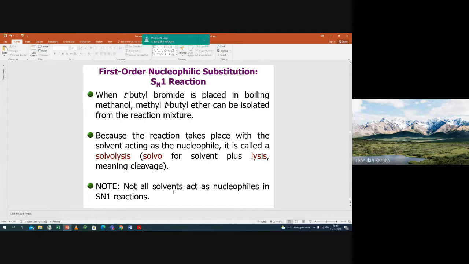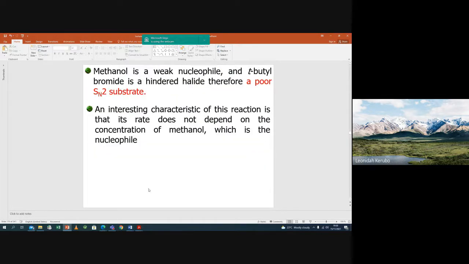So when tert butyl bromide is placed in boiling methanol, methyl tert butyl ether can be isolated from the reaction mixture. Because the reaction takes place with the solvent acting as a nucleophile, it is called solvolysis. Solvo for solvent plus lysis meaning cleavage. And it's important to note that not all solvents act as nucleophiles in SN1 reactions. This is just one of the examples where the solvent is also a nucleophile.